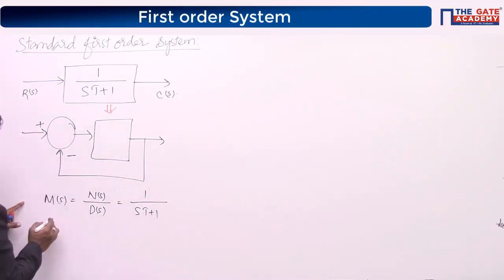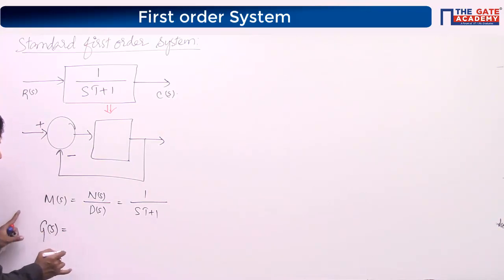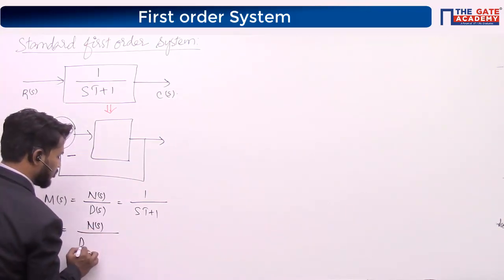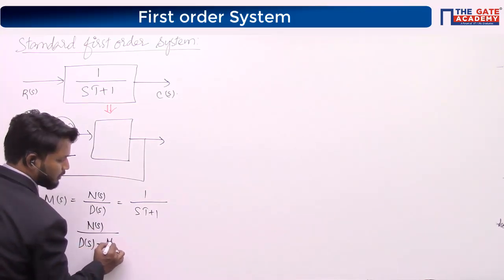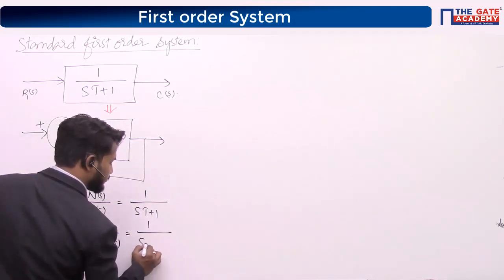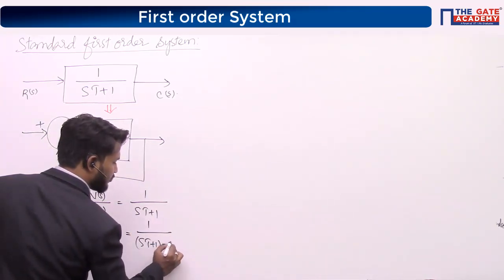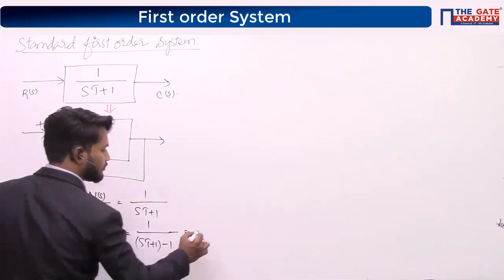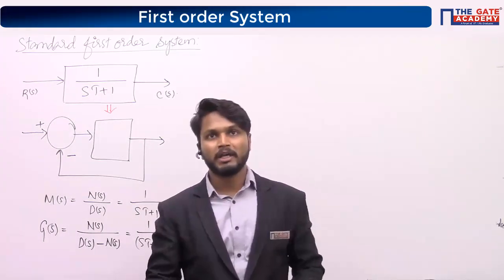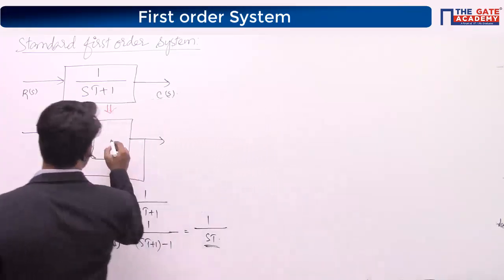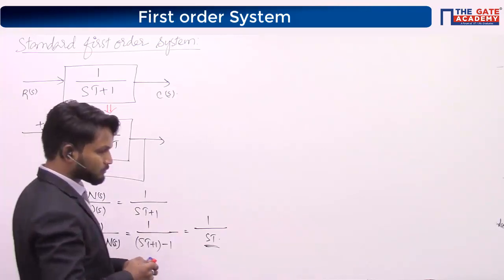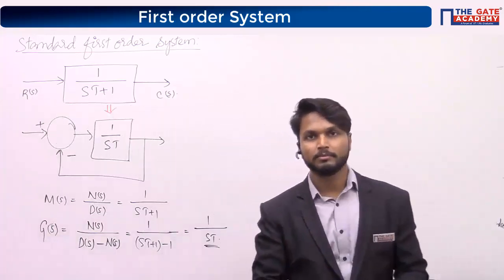So from this, if you want to get G of s, it is equal to numerator polynomial of s upon denominator polynomial of s minus numerator polynomial of s, that is 1 divided by sT plus 1 minus 1. So that is equal to 1 divided by sT, right? So 1 divided by sT is the open loop transfer function here. This is the open loop transfer function, right?